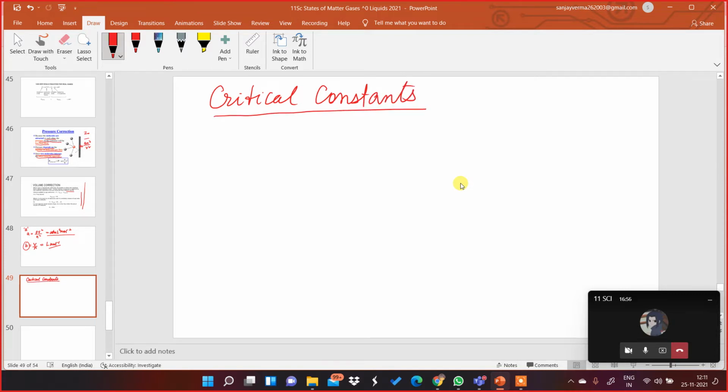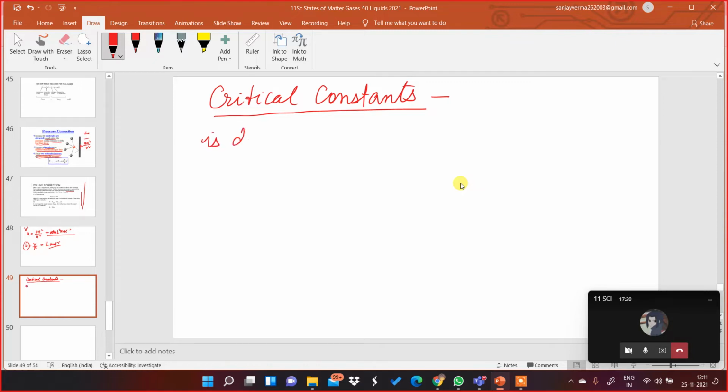Now we know, as for the definition, the critical temperature is the temperature above which a gas cannot be liquefied, however high pressure may be applied on the gas. Okay, this is the definition. Critical constant may be defined as the temperature above which the gas cannot be liquefied, however high pressure may be applied on the gas. So this you try to remember.